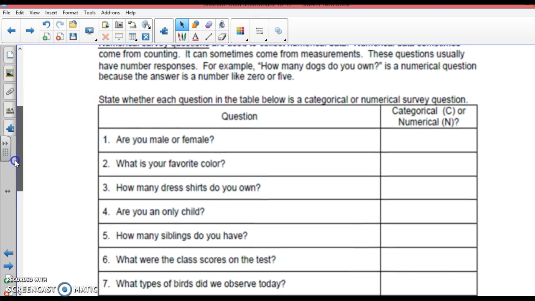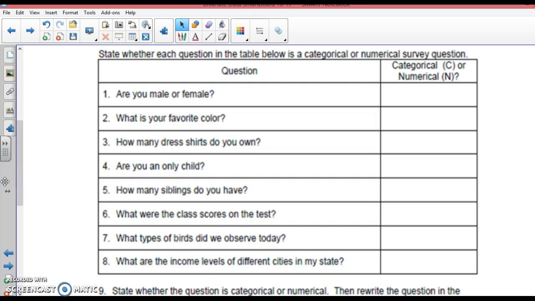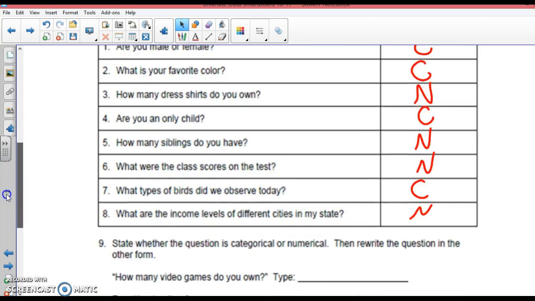So we are going to decide if these are categorical or numerical. Are you male or female? That is categorical. What is your favorite color? Categorical. How many dress shirts do you own? Would be numerical. Are you an only child? That would be yes or no, so categorical. How many siblings? Would be numerical. What were the class scores on the last test? Numerical. What types of birds did we observe? Categorical. What are the income levels of different cities in my state? That would be numerical. That's easy enough.